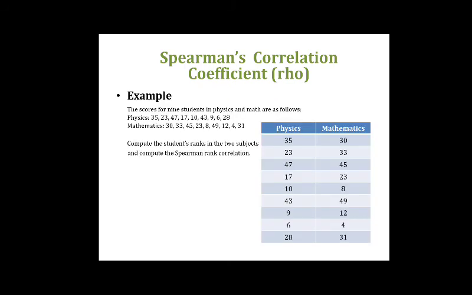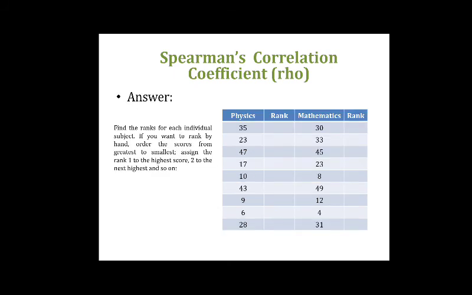So now here is an example of this. We have the scores of 9 students, so there are 9 entries for 2 subjects, that is physics and mathematics. We have to compute the student rank in the 2 subjects, so compute this rank correlation. What is the first thing we have to do? We have to assign the ranks. How are the ranks assigned?